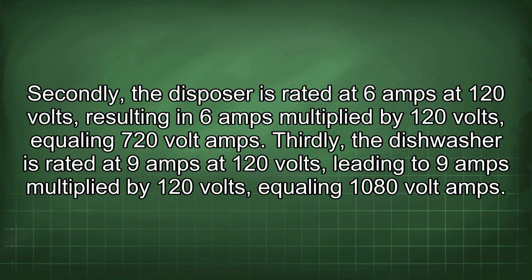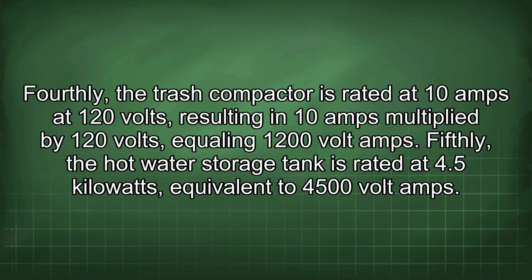Secondly, the disposer is rated at 6 amps at 120 volts, resulting in 6 amps multiplied by 120 volts, equaling 720 volt amps. Thirdly, the dishwasher is rated at 9 amps at 120 volts, leading to 9 amps multiplied by 120 volts, equaling 1080 volt amps. Fourthly, the trash compactor is rated at 10 amps at 120 volts, equaling 1200 volt amps. Fifthly, the hot water storage tank is rated at 4.5 kilowatts, equivalent to 4500 volt amps.